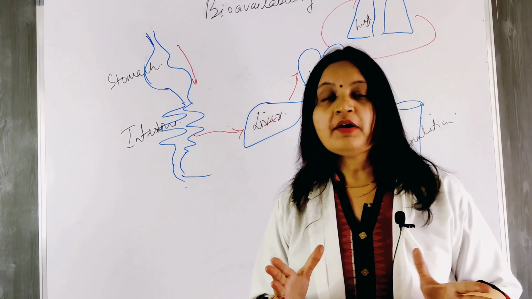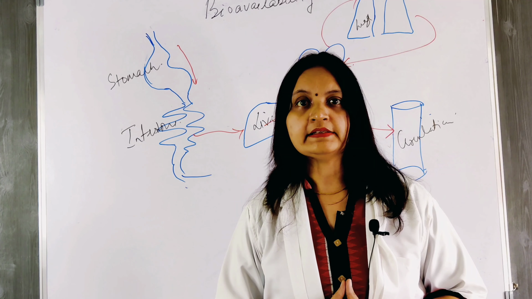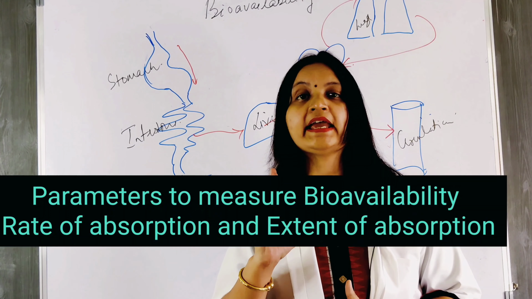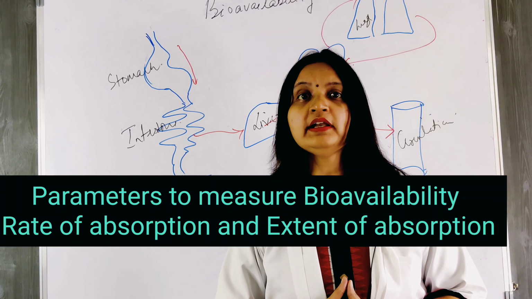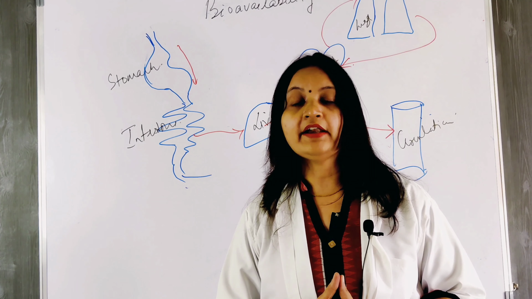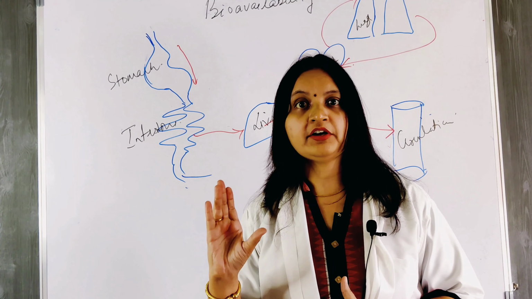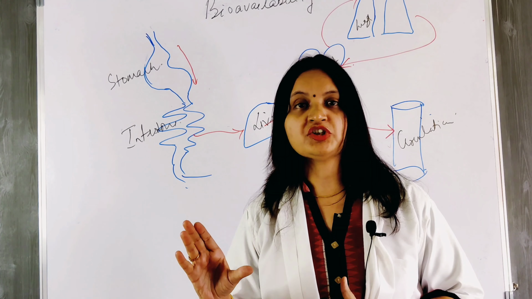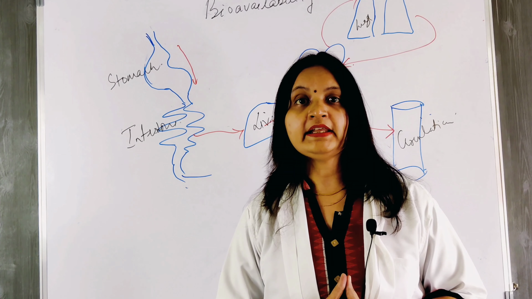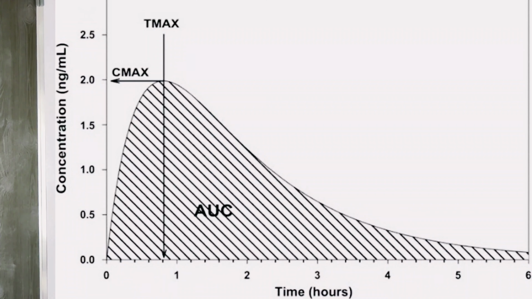Now, how do we measure bioavailability? Bioavailability is measured with the help of two parameters, the rate of absorption and the extent of absorption. An orally administered drug gets absorbed into the circulation and reaches the plasma. So the plasma concentration of the drug is measured and the absorption pattern of the drug can be studied. So bioavailability can be represented on a graph, and on the graph the plasma concentration is plotted against time.